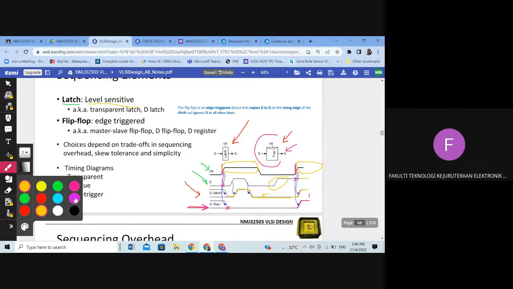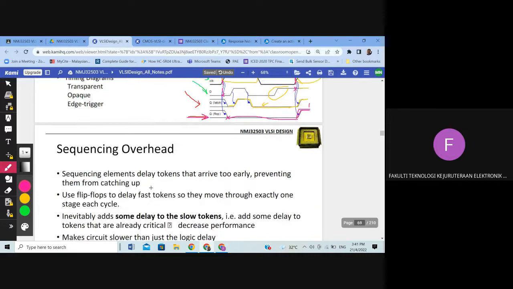Compared to the flip-flop, it's different. The flip-flop is edge triggered, in this case rising edge triggered. So only during the rising edge will it get the output. Other than that, it will continue the previous value of the output. In this case, 0 1, so it will continue 0 until the next rising edge, which is here, and then it sees 1, outputs 1, and it will go high. All right. If you have any question, just let me know.